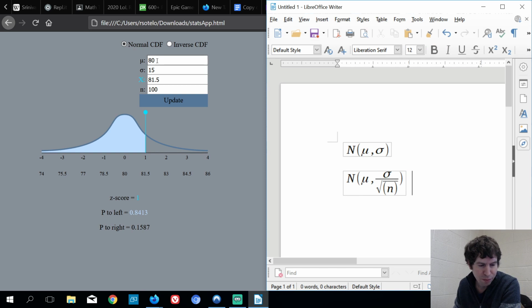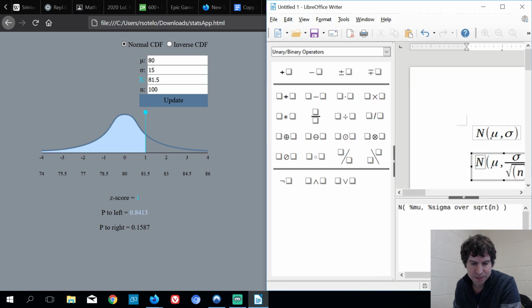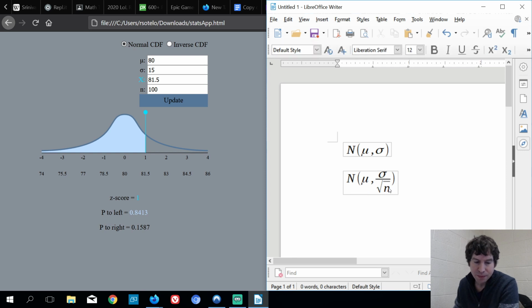You just put in your average value, because the sampling distribution has the same average value as the population. But instead of using the standard deviation for the population, you take that standard deviation and you divide it by the square root of the sample size. So I would divide it by 10, because I'd take 100. The square root of that is 10. So if my standard deviation was 15, that would now become 1.5 as my standard deviation.